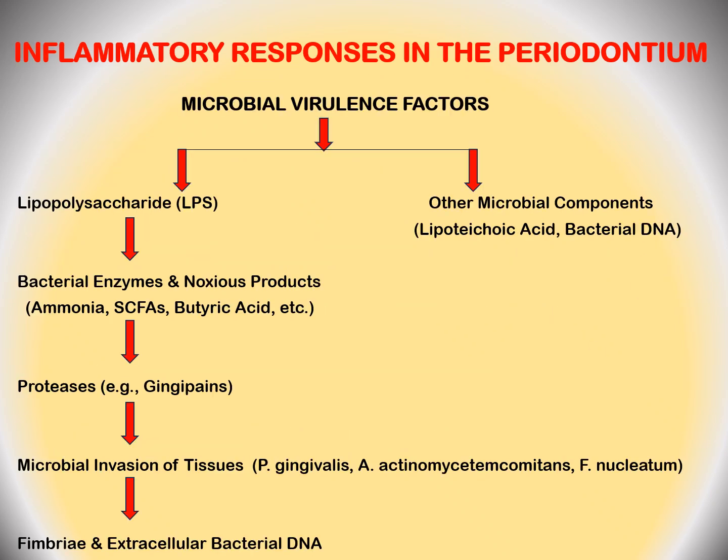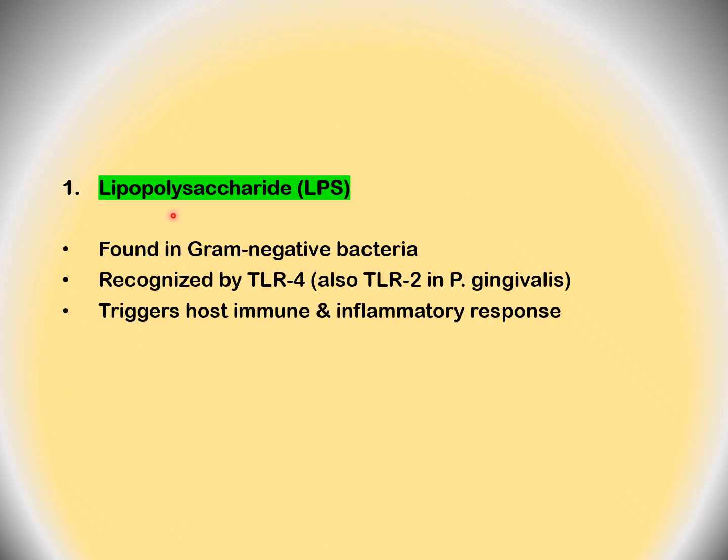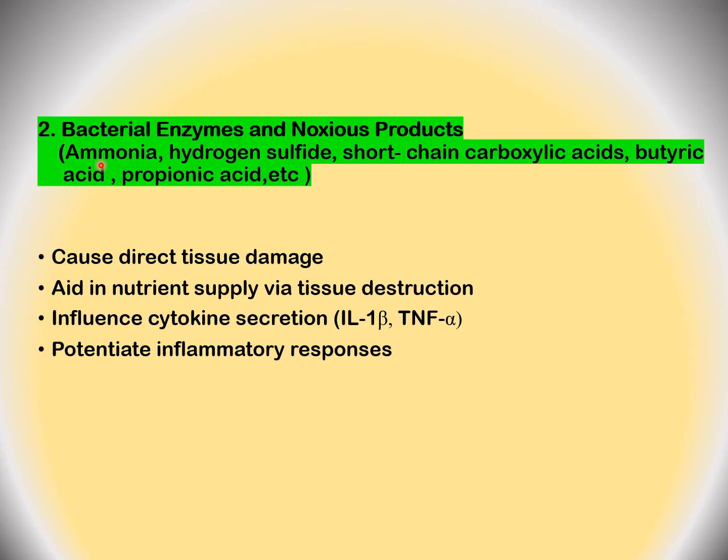Inflammatory responses in the periodontium are triggered by various microbial virulence factors such as lipopolysaccharide, bacterial enzymes and noxious products, proteases, microbial invasion of tissues, fimbriae and extracellular bacterial DNA, and other microbial components which we will understand one by one. Talking about lipopolysaccharides, they are found in gram-negative bacteria. They are recognized by toll-like receptor 4 and it triggers the host immune and inflammatory response.